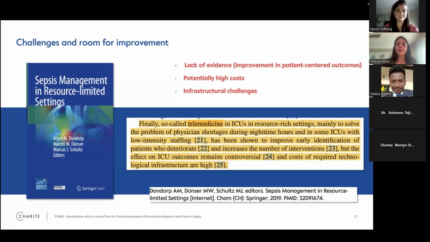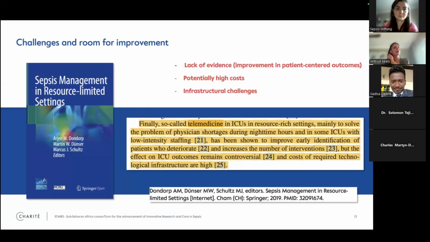We looked again at literature, we looked again at publications, and we mainly found that up to this point, one of the biggest challenges is that there's actually a lack of evidence that telemedicine is able to improve patient-centered outcomes. We need evidence. We need to do this pilot to show if it works. That's the first question. Does it work for improving sepsis care?